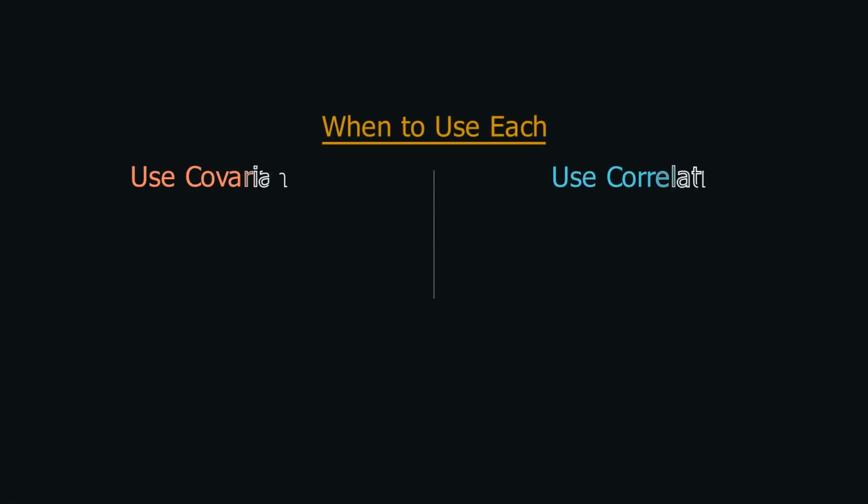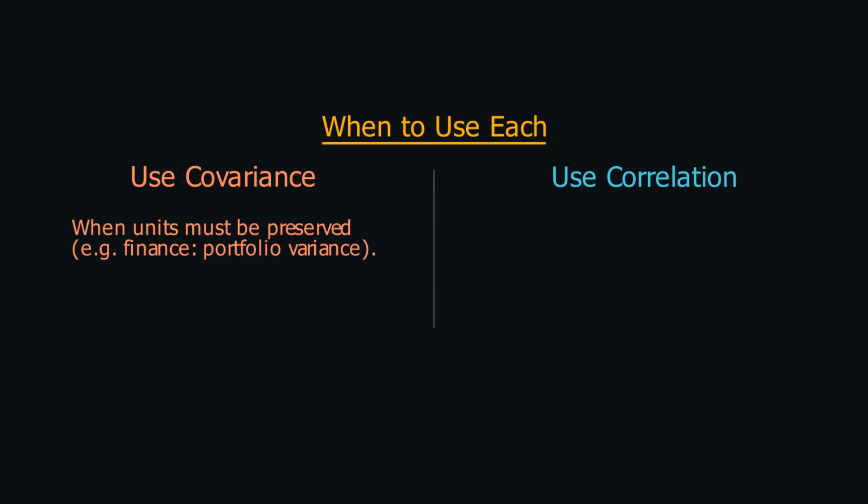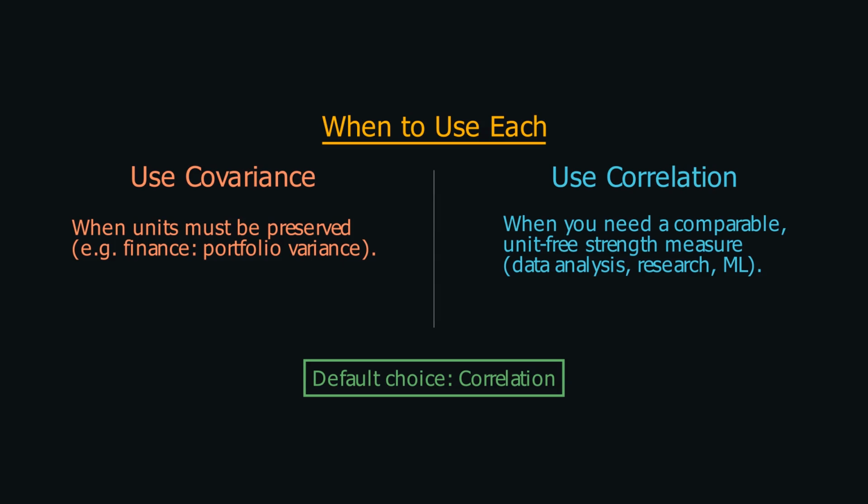When should you use covariance and when should you use correlation? Use covariance when the units matter. For example, in finance, portfolio variance combines covariances of asset returns, and keeping the original scale is important for the math. Use correlation when you want a quick, comparable, unit-free measure of relationship strength, which is most of the time in data analysis, research, and machine learning. Correlation is the default choice for exploration.